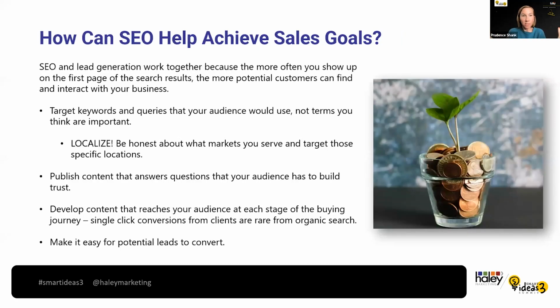So then how does that work for your sales goals? SEO and lead generation work together because the more often you show up on the first page of search results, the more potential customers can find you and interact with your business. So you want to target keywords and queries that are important to potential customers, not necessarily important to you.